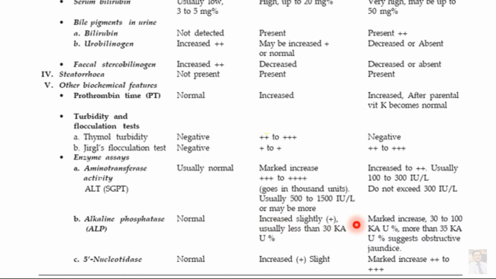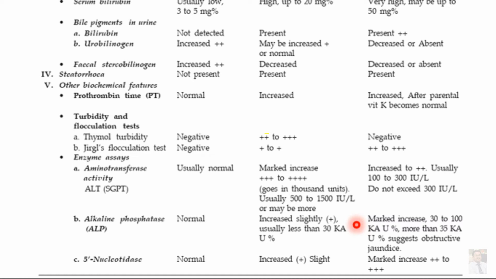You know very well that the IU level is very important, the international unit of enzyme activity. Here it is represented with KAU. If the KAU level is less than 30, that is hepatic jaundice. If it is 30 to 100, or more than 35, that suggests obstructive jaundice. It's very simple. With alkaline phosphatase, we can identify whether it is hemolytic, obstructive, or hepatic jaundice.